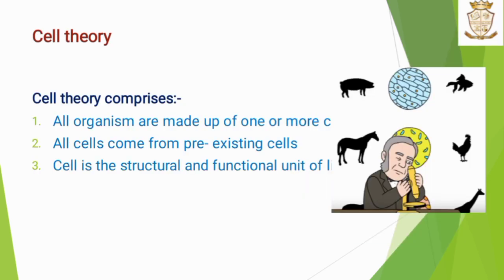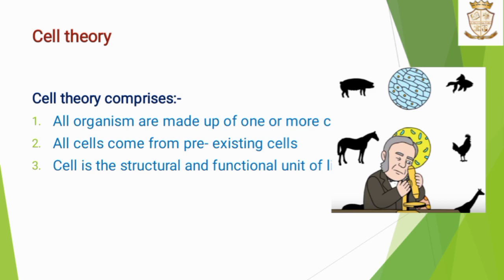Finally, the cell theory comprises, first, that all organisms are made up of one or more cells. Second is omnis cellula e cellula, that means all cells come from pre-existing cells. And the third one is that the cell is the functional and structural unit of life.